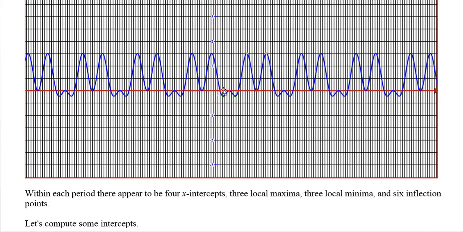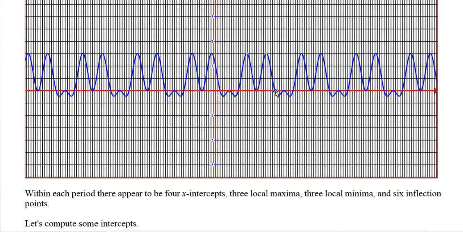Now, if we shift any of those by 2 pi over 3, we get another one. So there are 4 classes, we might say, of roots here, and we have shifts of any one of them by 2 pi over 3. So add 2 pi over 3 to that one, which would be, let's see, pi over 18 plus 2 pi over 3. We could get a common denominator, work that out.